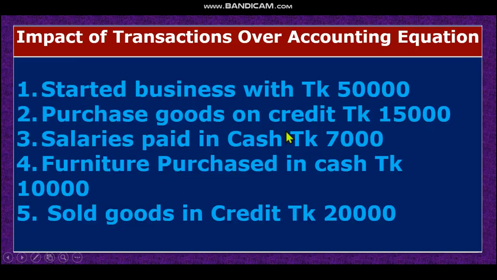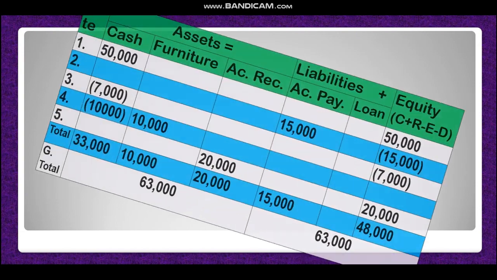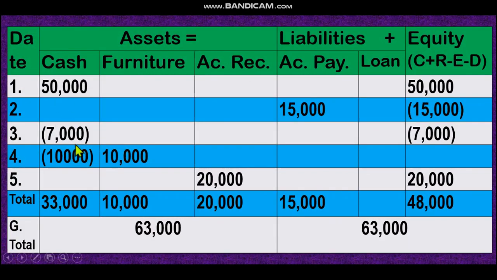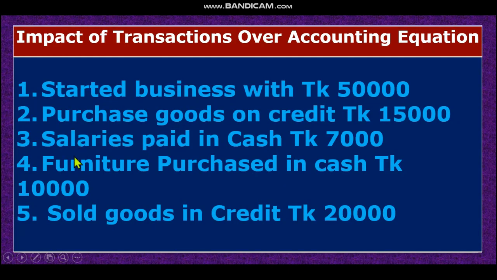Then next transaction, salary paid in cash. If you paid salary, your cash money decreases. On the other hand, salary is an expense account. So for the expense, cash money decreases and our equity also decreases, because if it is an expense, equity decreases. Salary paid, cash decreases. Then our fourth transaction is furniture purchase in cash, that means we purchase furniture.